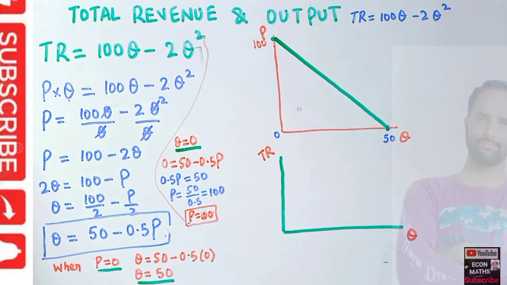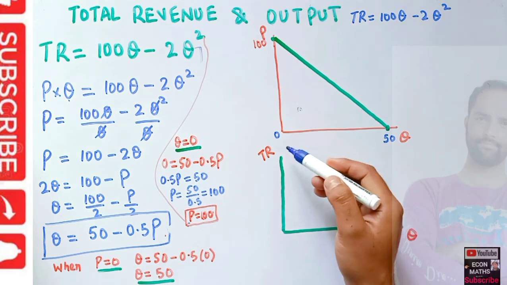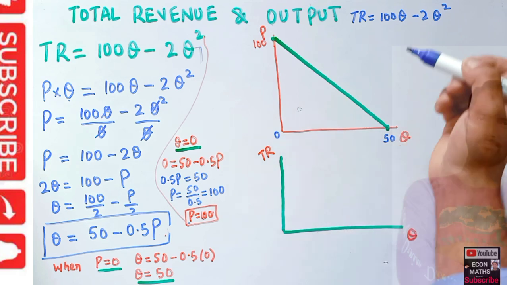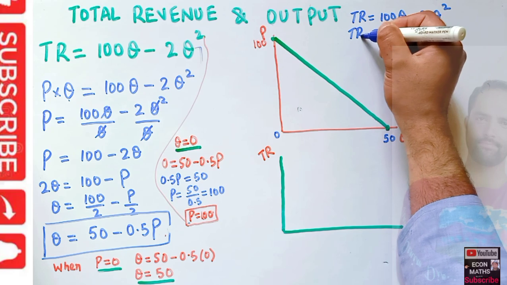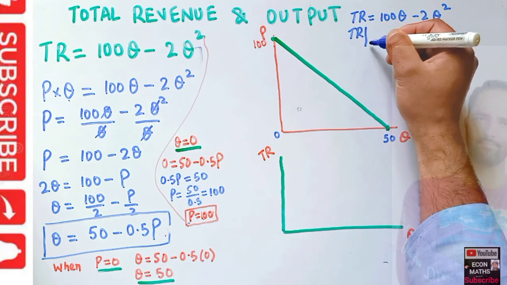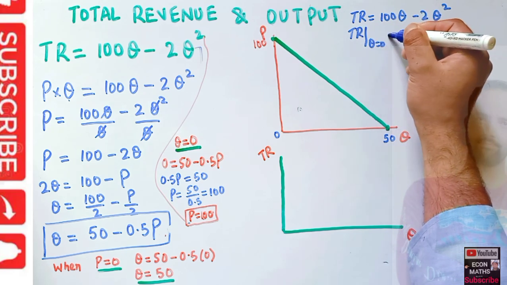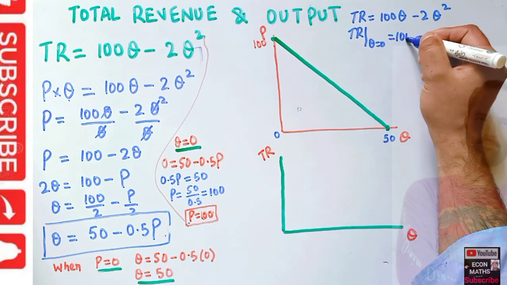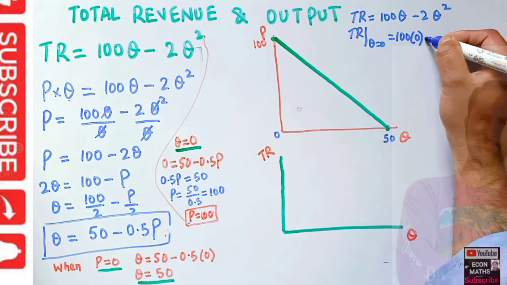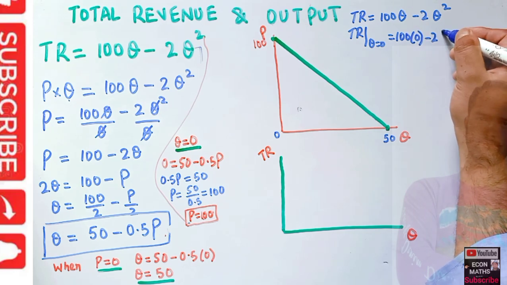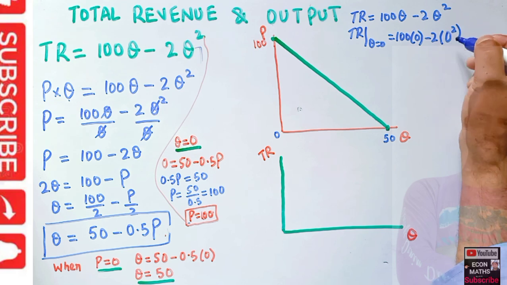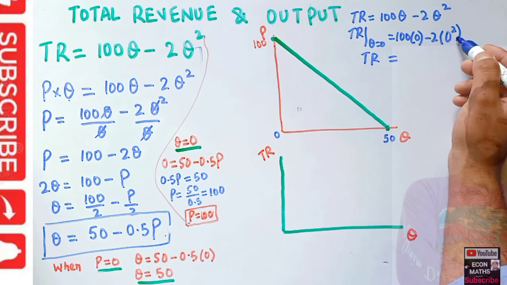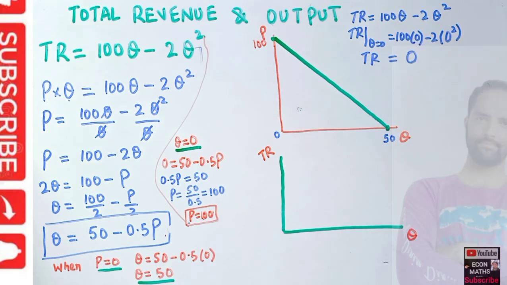This is the quadratic function here. Now corresponding to the price of 0, our output is also 0. That means total revenue when q is equal to 0. When q is equal to 0, what will be our total revenue? Just plug the value here. We have 100 into 0 minus 2 into 0 square. You can see total revenue is equal to 0, this is 0, this will also become 0, this is also 0.